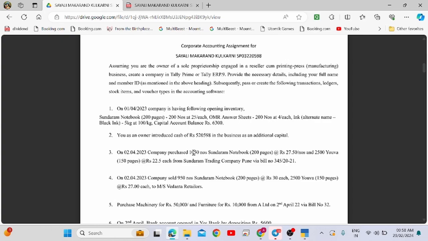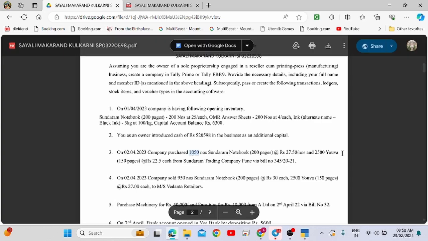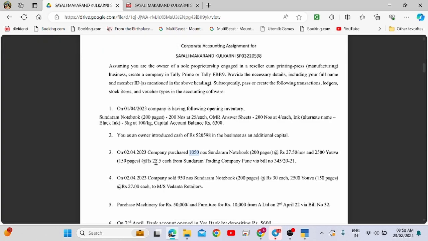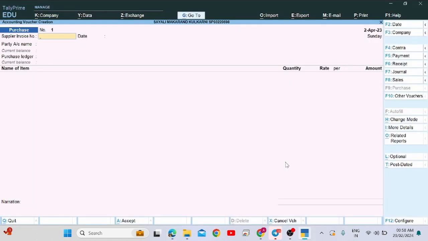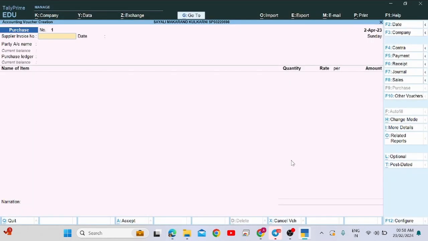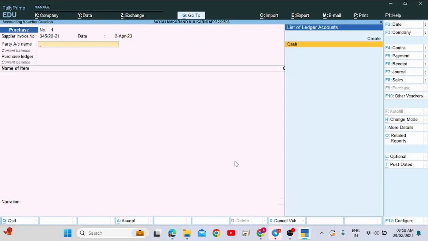Here the company purchased 1050 Sundaram notebooks 200 pages at 27.5 and then your notebook 150 pages at 22.5 each from Sundaram Trading Company via bill number 345/2021. Now here Tally is asking me what invoice number first. Now just copy this invoice number 345/2021, copy and then paste it in Tally. And then date, on which date? On the 2nd April only. Therefore whatever date has been given by Tally, that is correct, no need to change.